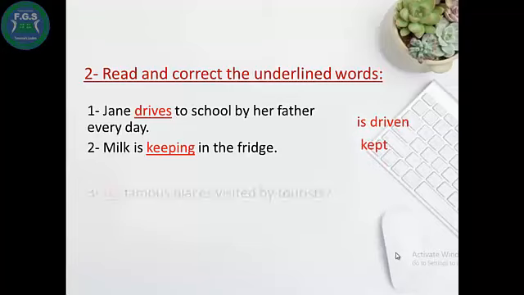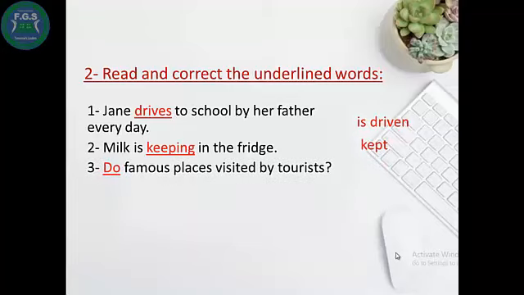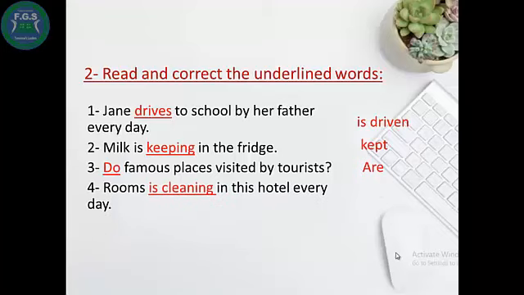Milk is kept. Number 3, do famous places visited by tourists? Visited is a past participle, so we use am, is, or are. Famous places is plural, so we use are. Are famous places visited? Number 4, rooms is cleaning in this hotel every day. Rooms is not cleaning. Rooms are cleaned in this hotel, are cleaned, because rooms is plural.